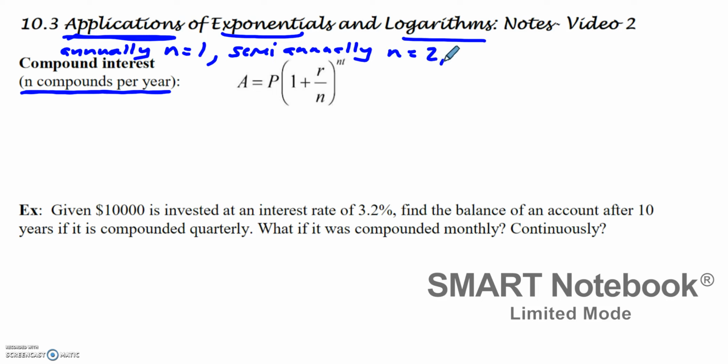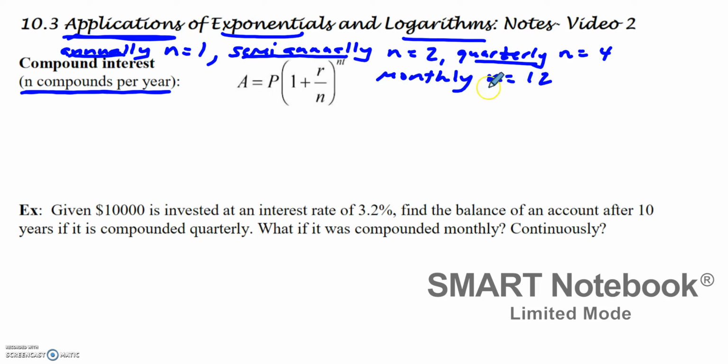Other common ones that come up is if I said quarterly, that happens 4 times a year, so n would equal 4. So annually is popular, semi-annually, quarterly. I would also say monthly, and there are 12 months in a year, so n would equal 12.